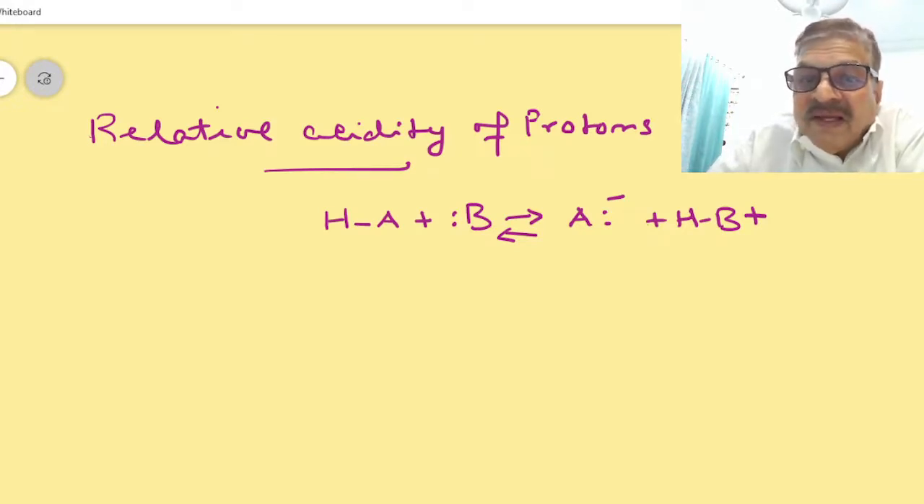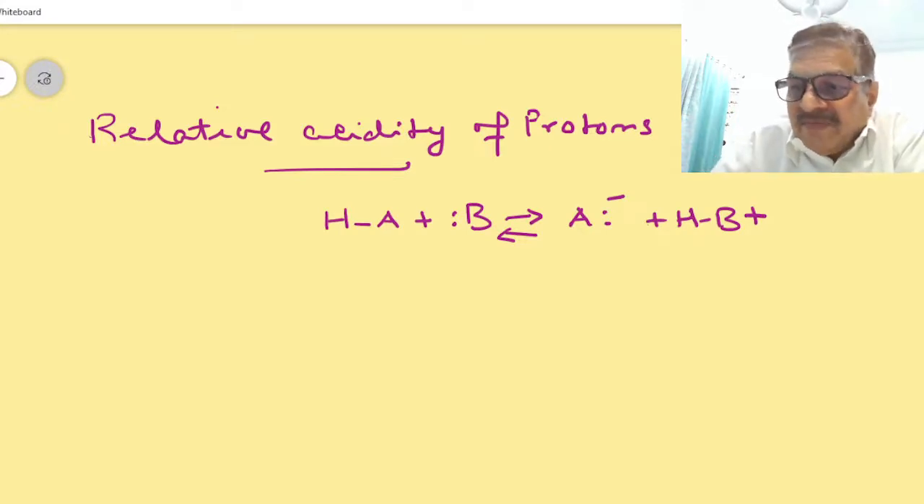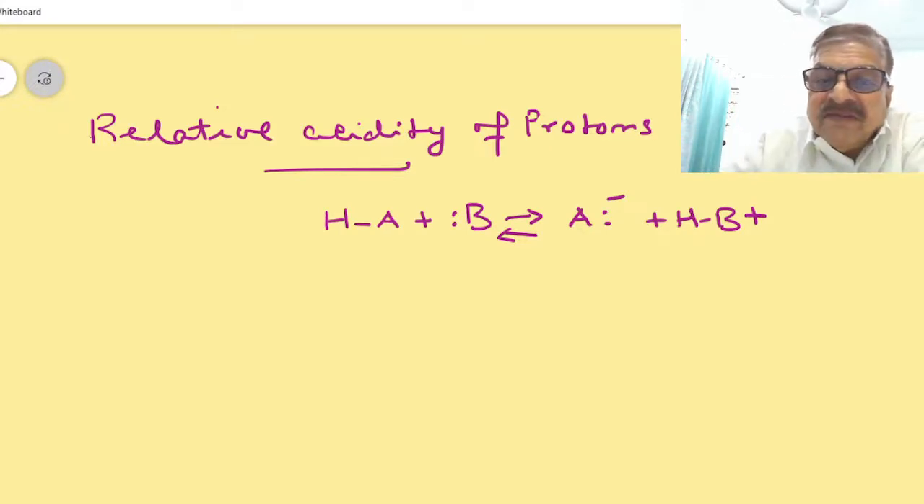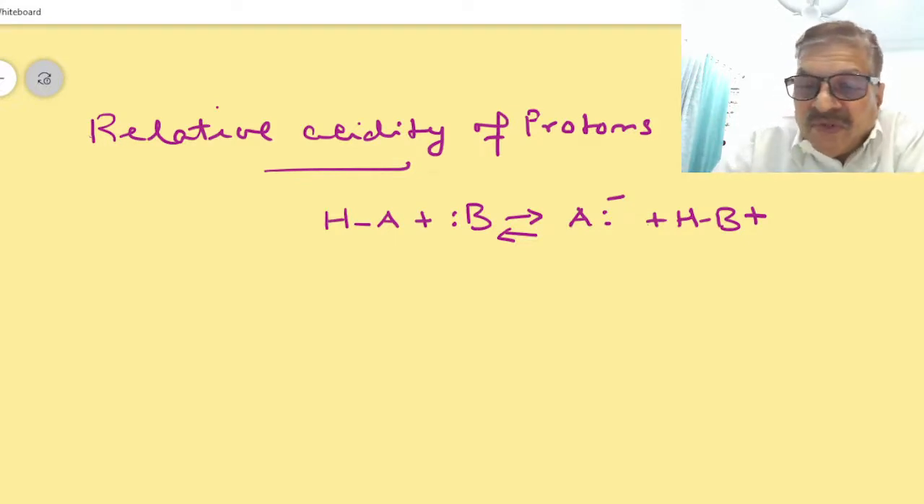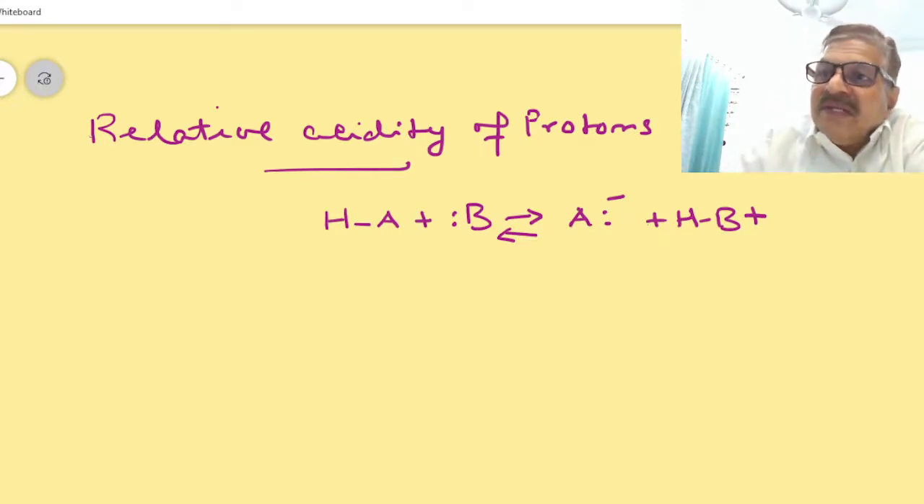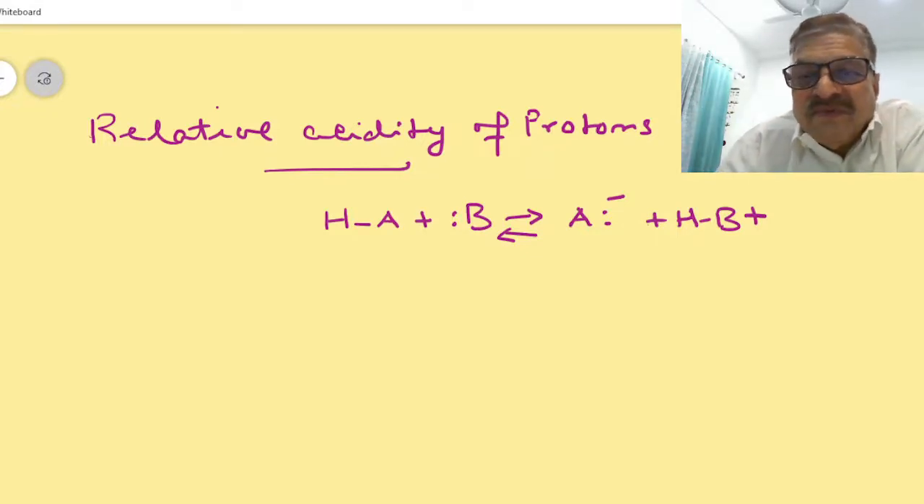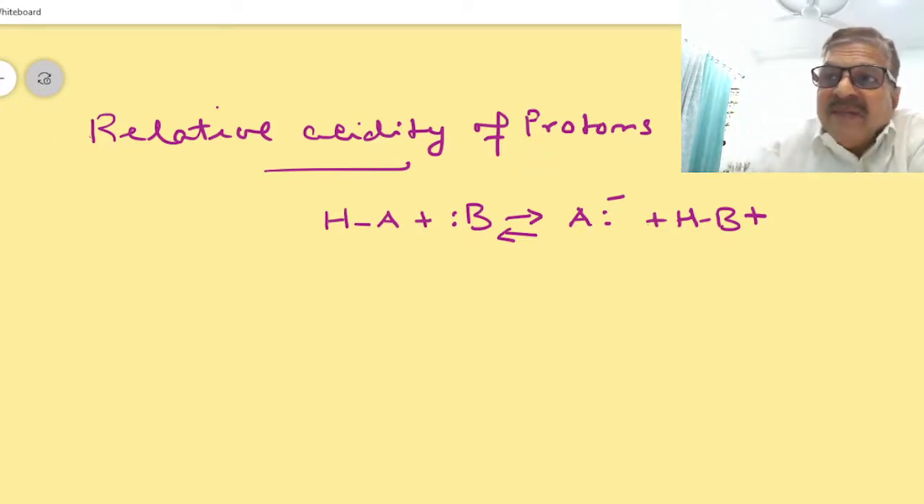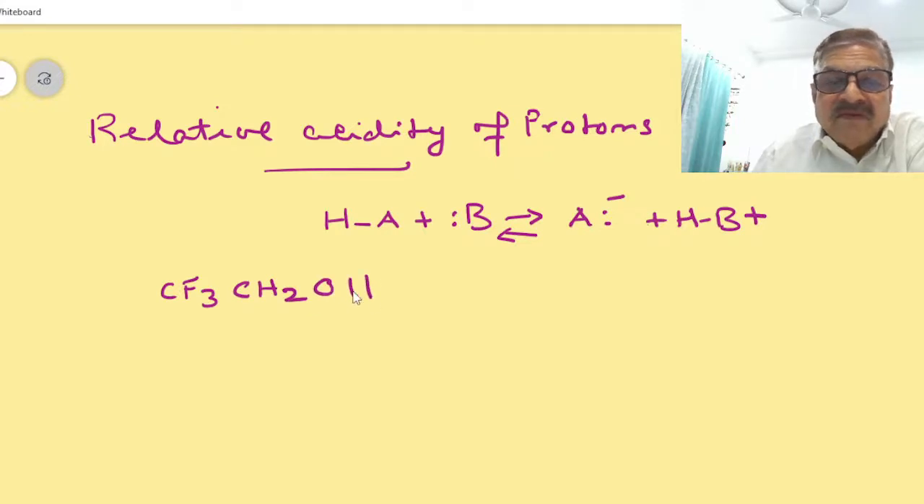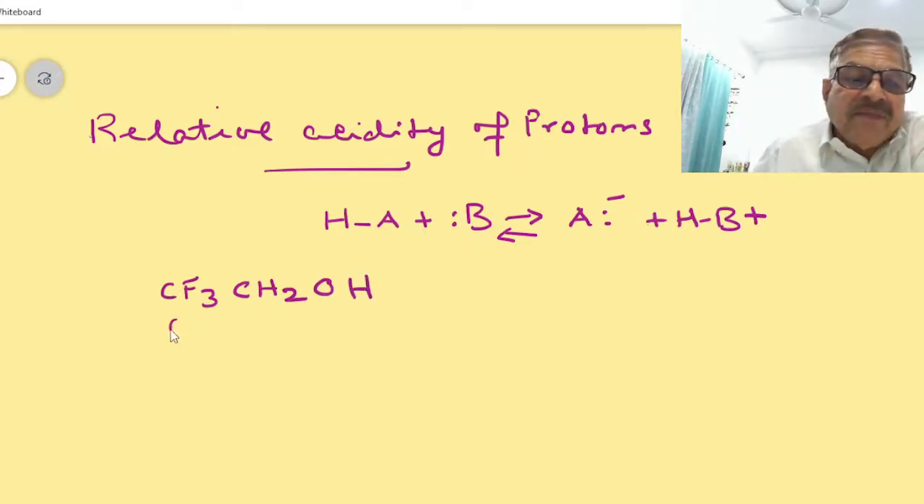Across a row of the periodic table, acidity increases from left to right. Correct. So the stability of the conjugate base is the most important thing here. Let us examine the factors responsible for that, because we have seen inductive effects. In the last class, we discussed the inductive effect. A compound, say CF3CH2OH, is a stronger acid compared to CH3CH2OH.